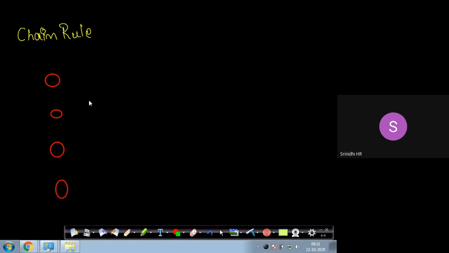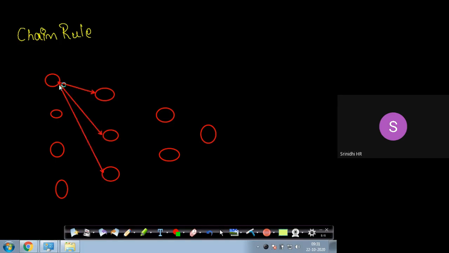I'll be drawing 4 input nodes and 3 consecutive nodes. Here I am having another layer with 2 nodes, and 1 node in the last layer. Assume that these are all connected, guys. Everything is fully connected, so this is connected with this, and this, and this and this.